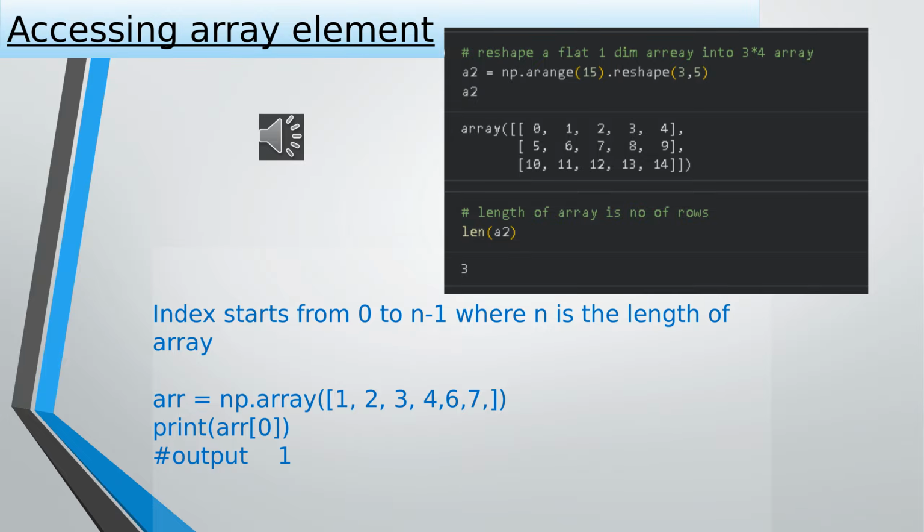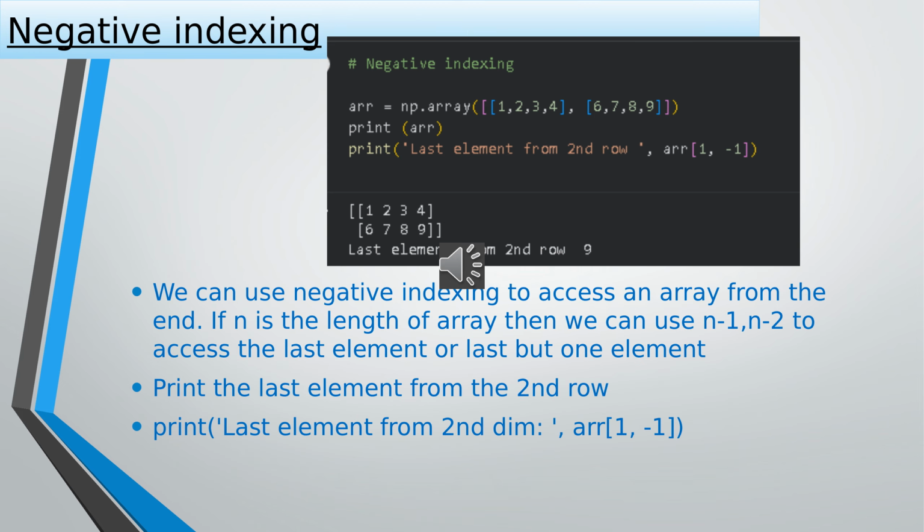Next, let's understand the len function. When we write len(a2), the output is 3. Len returns the size of the first dimension. Since our array has 3 rows, the result is 3. If we want the complete dimensions of the array, we'll later use the shape attribute, which returns both the number of rows and columns.